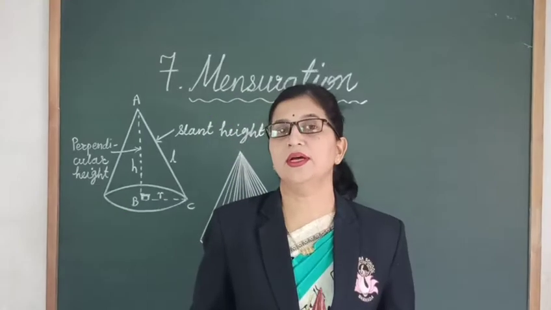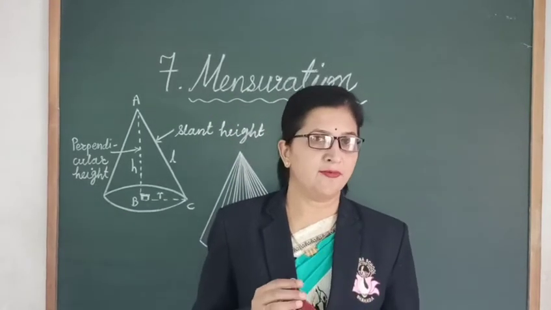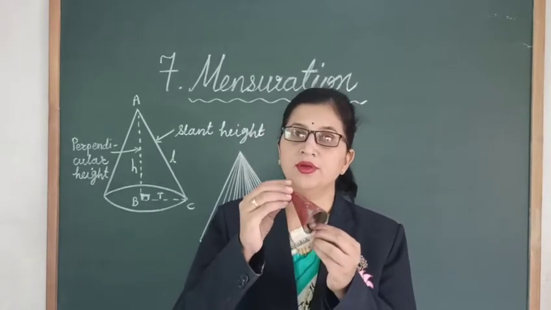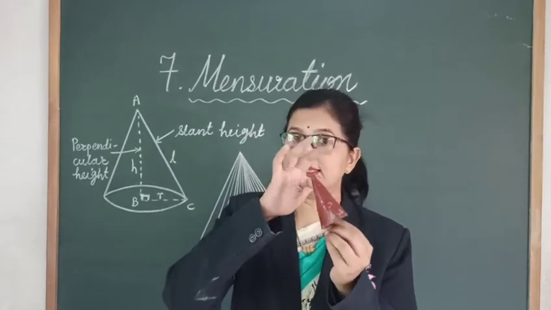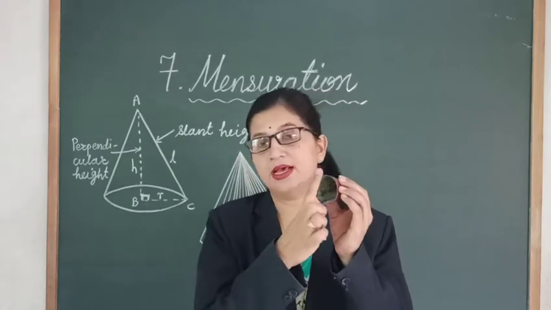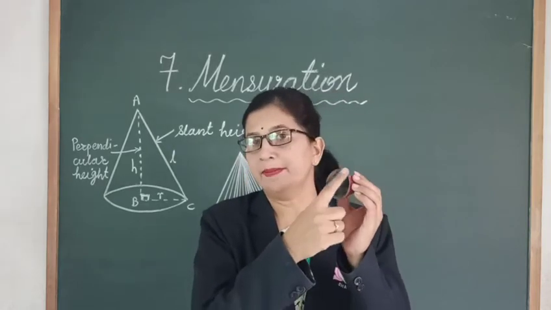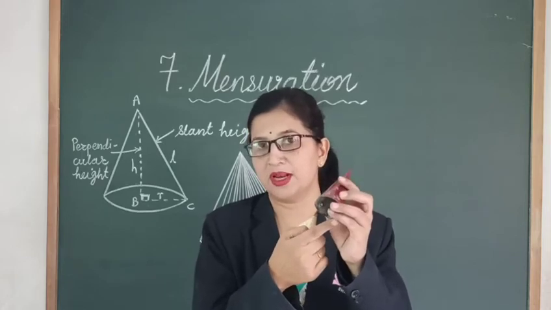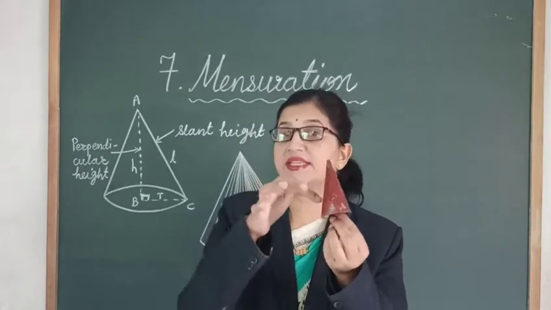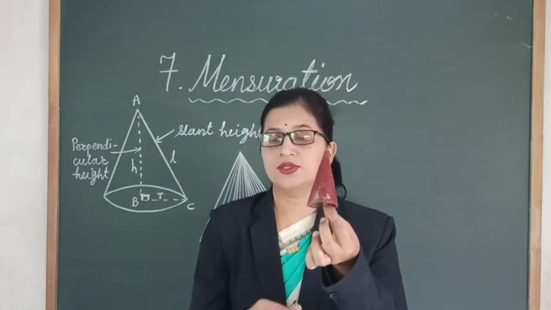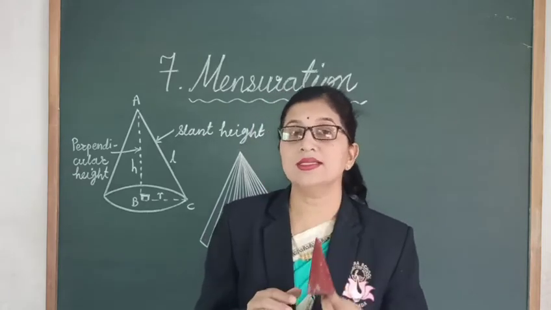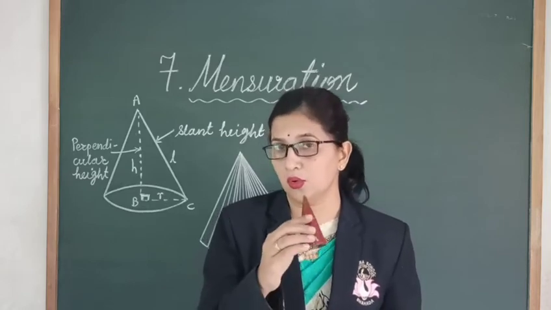Now let's find out the total surface area of a cone. To get the total surface area of a cone, we need its curved surface area plus the base area. The base area is circular, that is pi r square. We know its formula. But what about the curved surface area of a cone? So first of all we have to find the curved surface area of a cone.